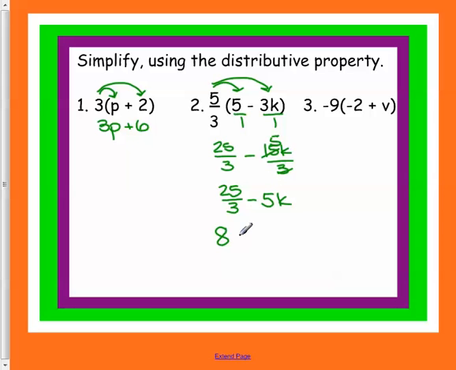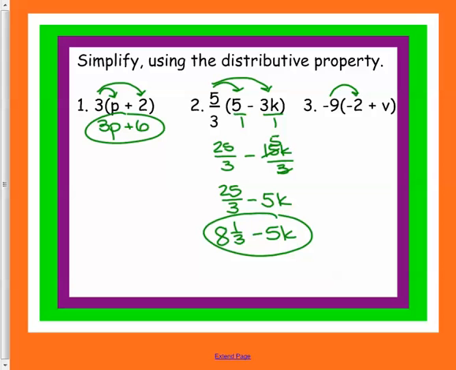So 3 goes into 25 8 times, and you have 1 left over, so we can change it to a mixed number. Over here, we're going to take a negative 9 times a negative 2, and we get a positive 18. Take a negative 9 times a positive v, and you get a negative 9v.